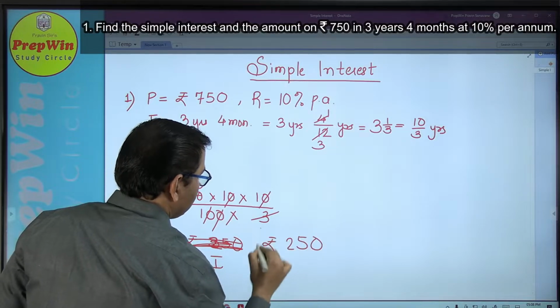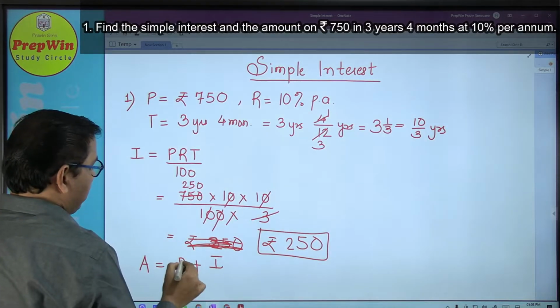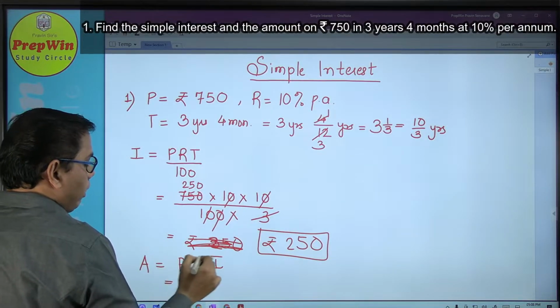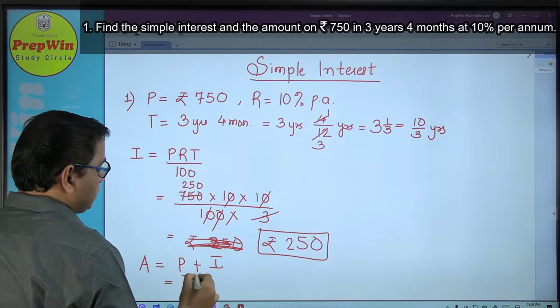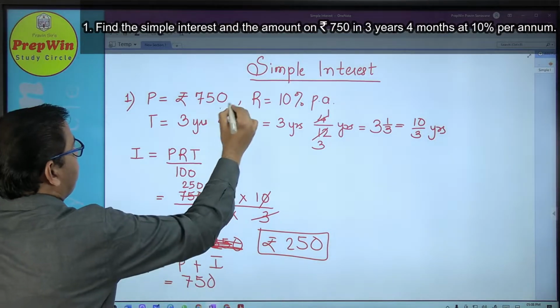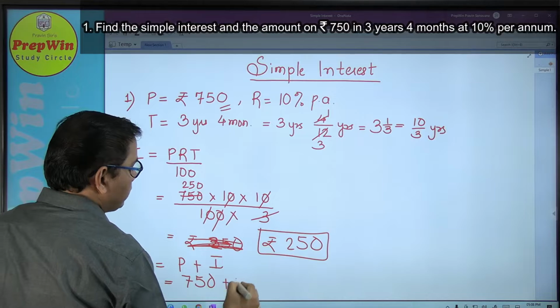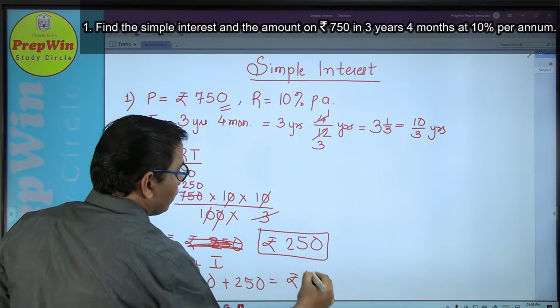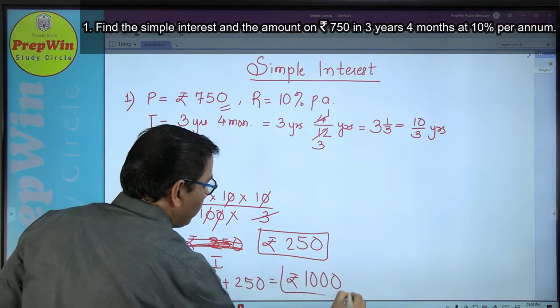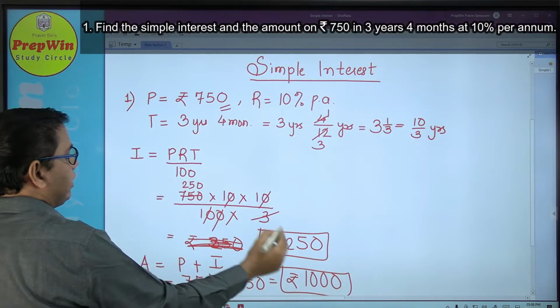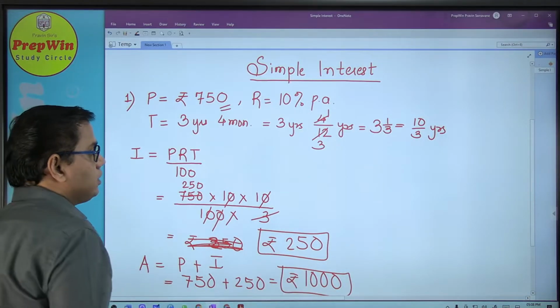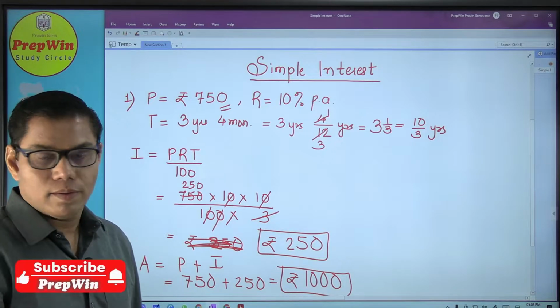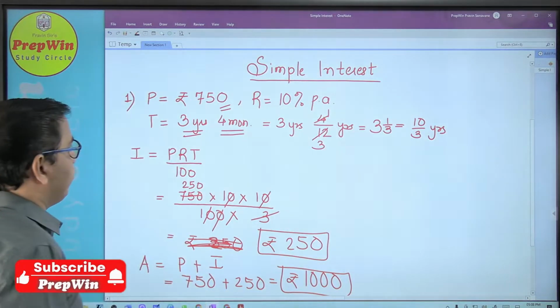Fine. This is my first answer, interest, and amount is equal to principal plus interest. Principal was 750 and interest I got as 250. 750 plus 250 is rupees 1000. Okay, so these are two answers. Interest is 250 and amount is 1000. Copy down this. Now second problem is also very interesting.